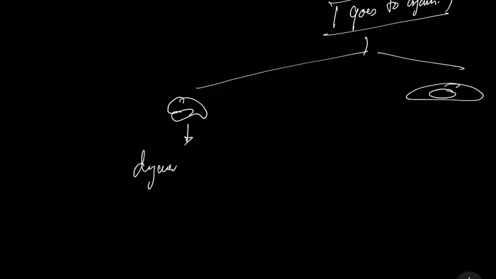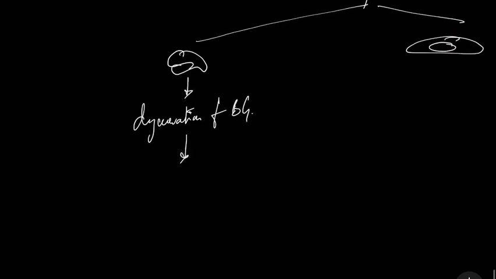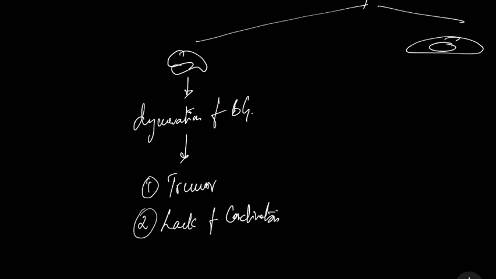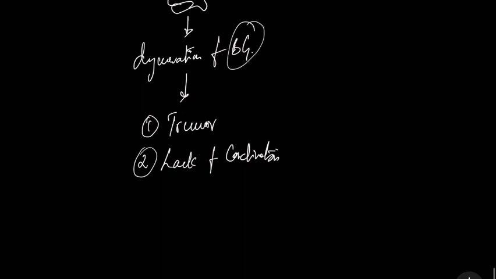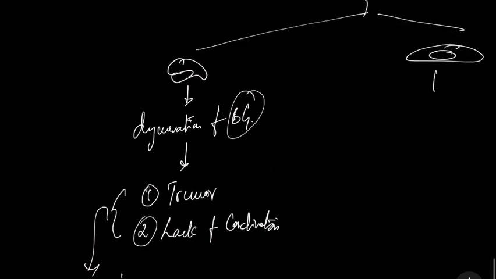Which leads to, firstly, tremors. Second, lack of coordination. Go back to your first year physiology. Your basal ganglia, damage, copper accumulation. What would you call this condition? Parkinson's. Yes. And in the eye, we already studied that is your KF ring.